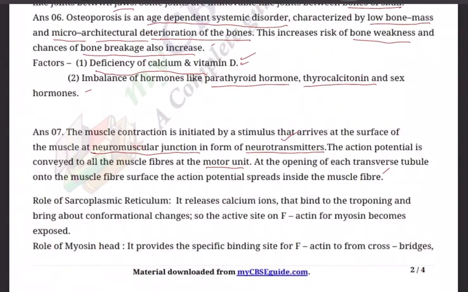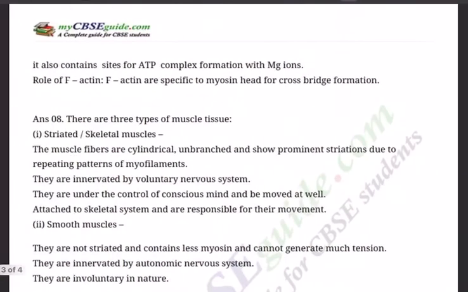Role of sarcoplasmic reticulum: it releases calcium ions that bind to the troponin and bring about conformational changes. So the active site on F-actin for myosin becomes exposed. Role of myosin head: it provides a specific binding site for F-actin to form cross bridges.